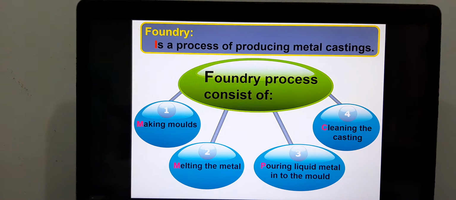So the foundry process consists of: number one, you make the mold. Number two, you melt the metal. Number three, you pour liquid metal into the mold. And lastly, once the metal has solidified, you eject the part. The part will be called a casting now, and you're going to clean the casting.